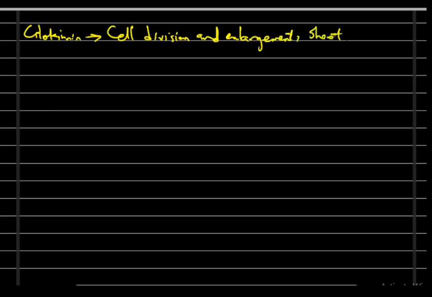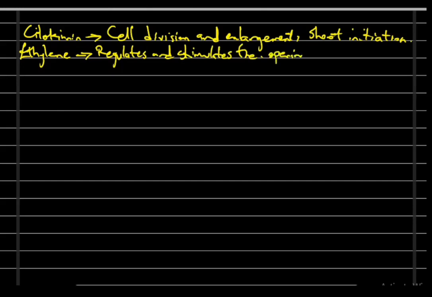Other examples, we have cytokinin there. Let's see the function of cytokinin. Its own function is basically to bring about cell division and then enlargement. Also, it initiates shoots. That is the function of the cytokinin: cell division and enlargement, as well as shoot initiation. We have ethylene, and its own function is to regulate and stimulate the opening of flowers.